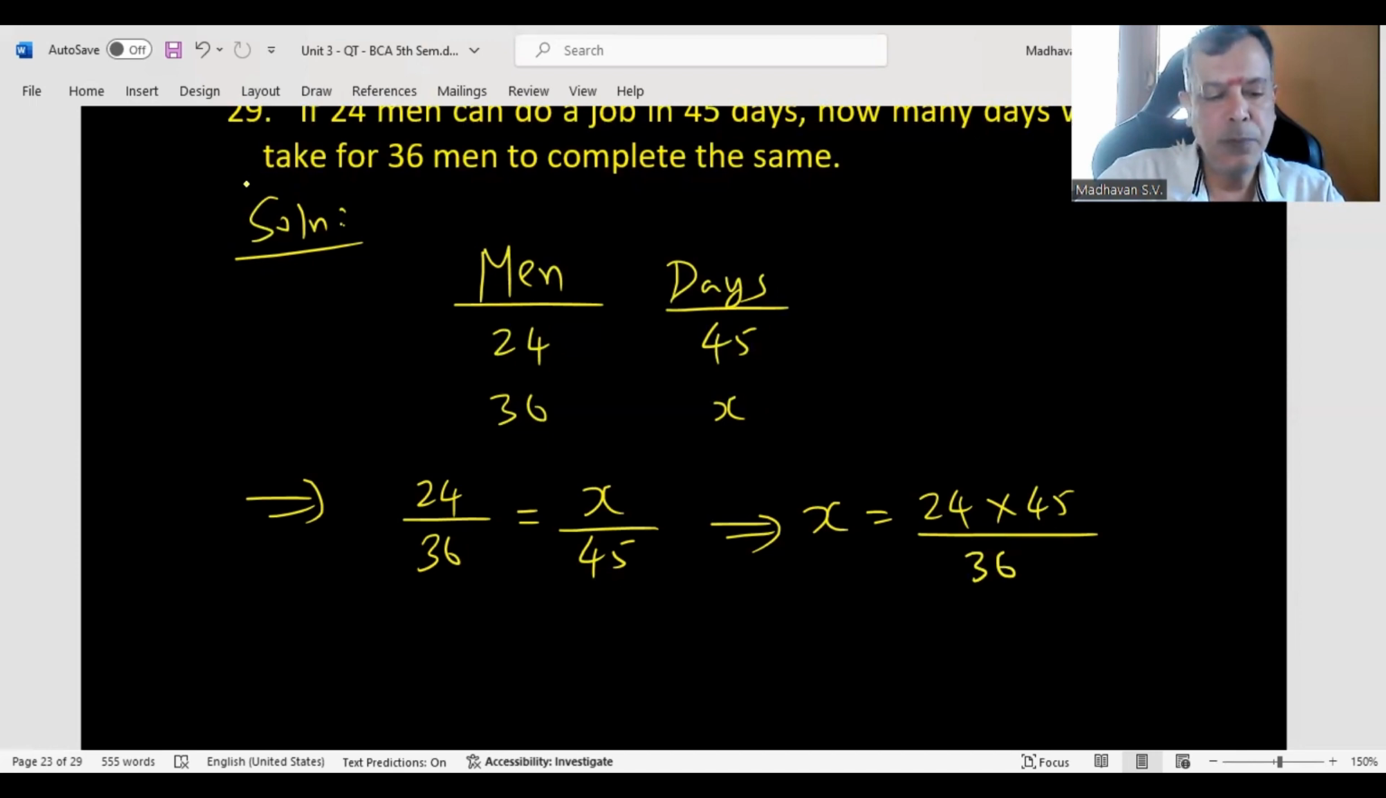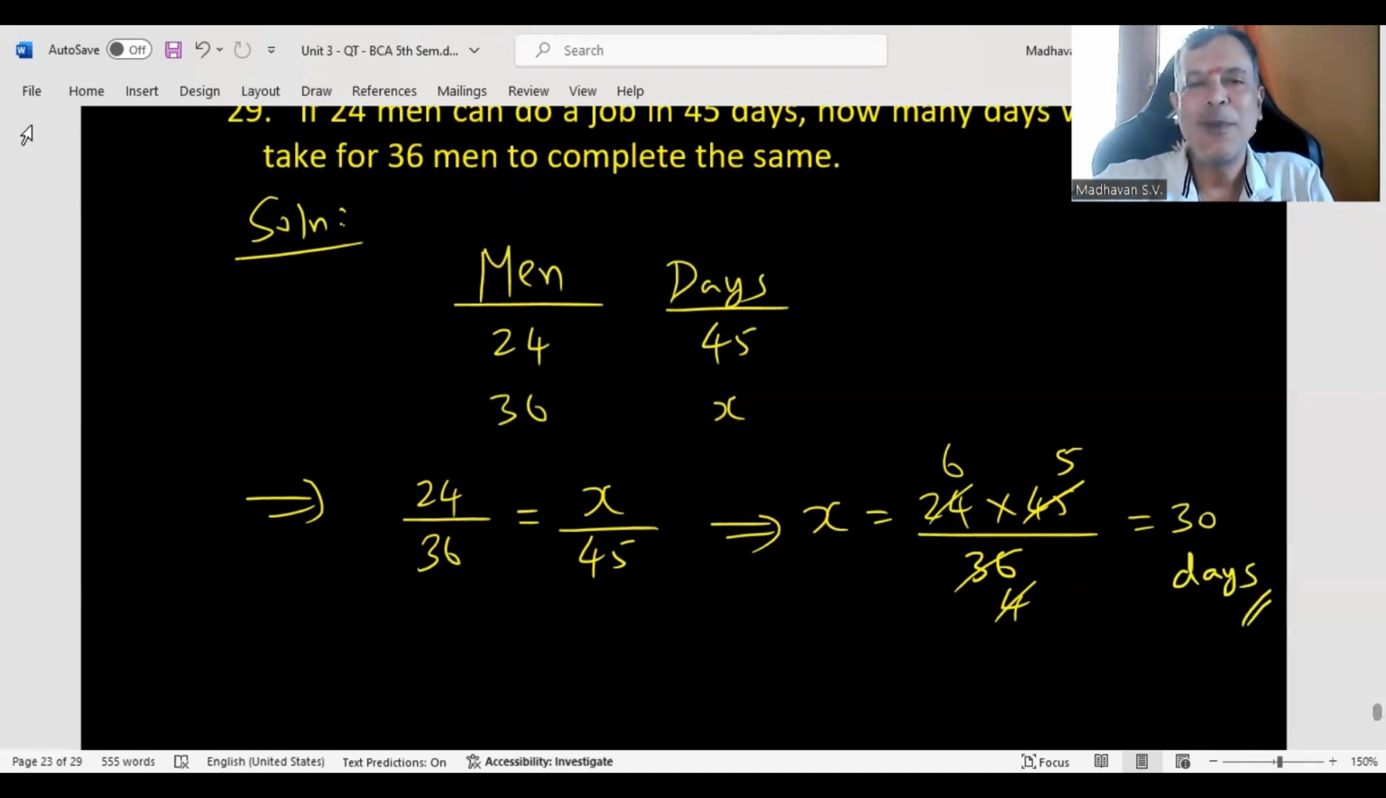Here we have 9 fours are 36, 9 fives are 45. Now 24 by 4 is 6, so 6 into 5 is 30. So they require 30 days to complete the job. That is the solution for this question.